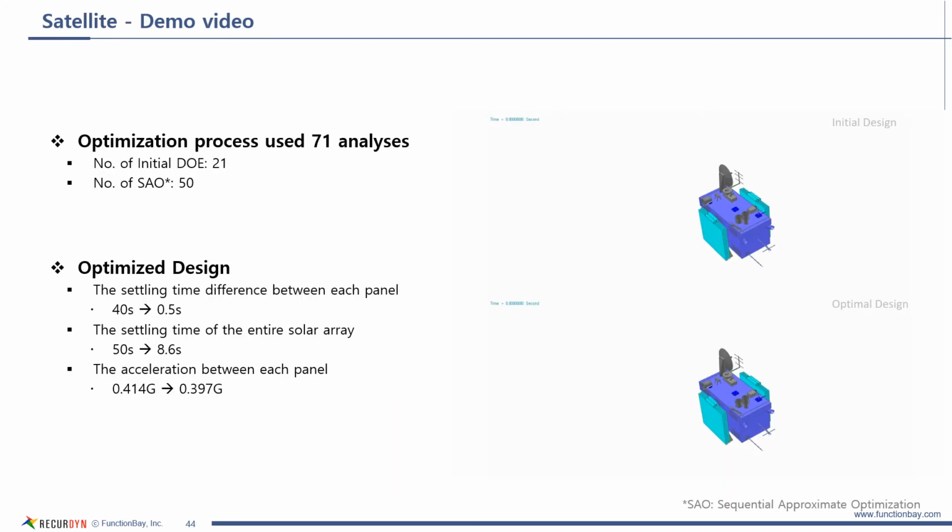This is the optimization result. The optimization of this model ran 71 analyses. The number of DOE to create the initial meta model was 21, and 50 simulations were performed for optimization.